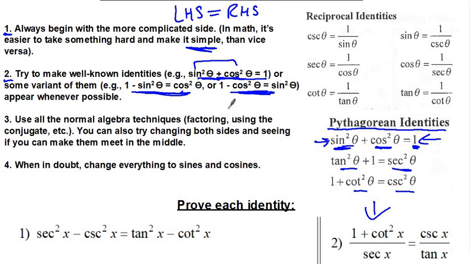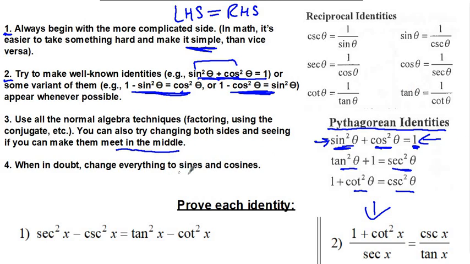Strategy 3 is we'll use all the normal algebra techniques we're used to using, so things like factoring or using the conjugate, and we'll show you an example of those in a couple videos from now. Okay, and then if you really get stuck and you try changing the left side and it's just not working, you could go over to the right side and start changing that. And if you can make them meet in the middle, then that's enough to prove it. Like if I get stuck on the left side and I just start changing, I'll show you an example of that in a couple videos. As long as we make them meet in the middle, we've done what we needed to do.